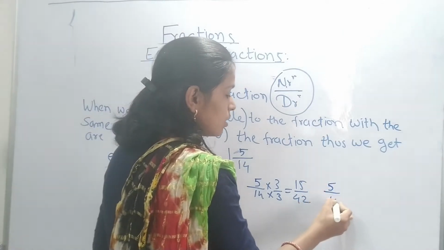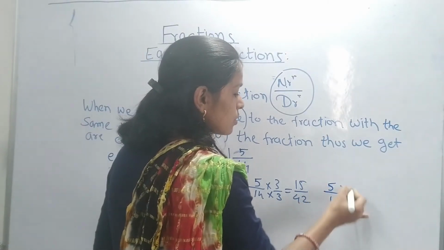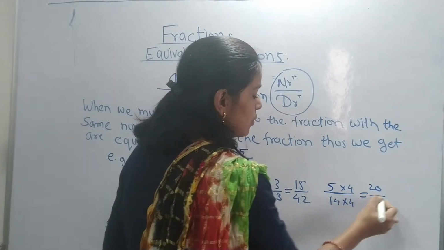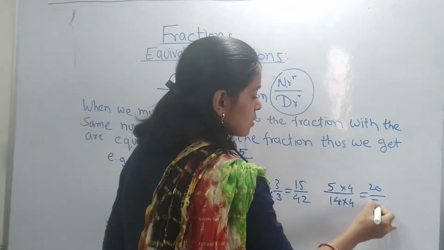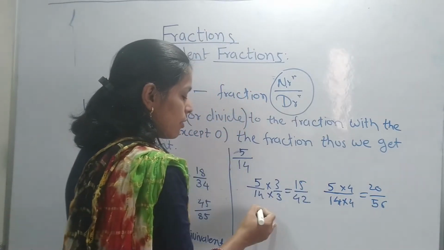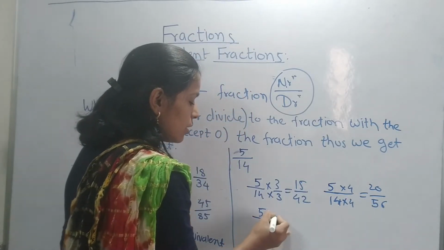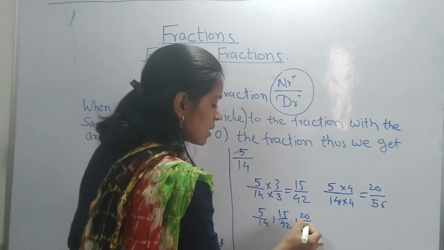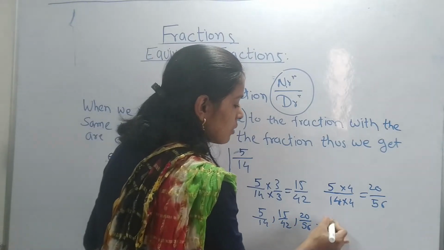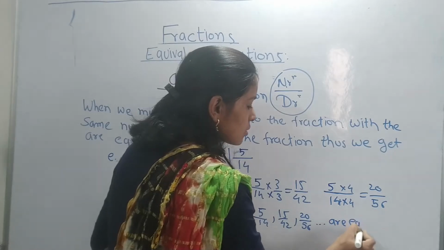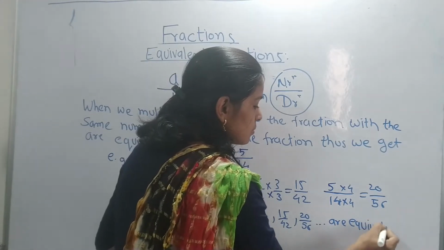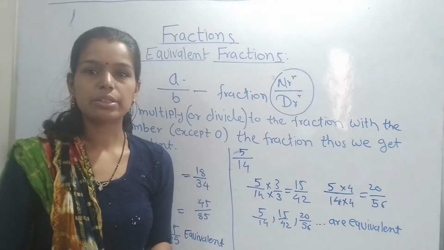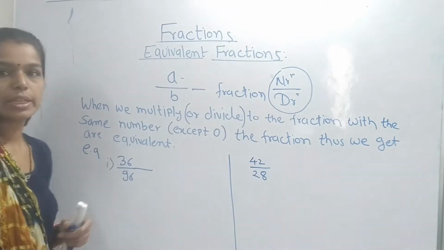5 by 14 multiply by 4. 5 4s are 20 and 14 4s are 56. So these fractions, 5 by 14, 15 by 42, 20 by 56, are equivalent fractions. Are equivalent. 36 upon 96.